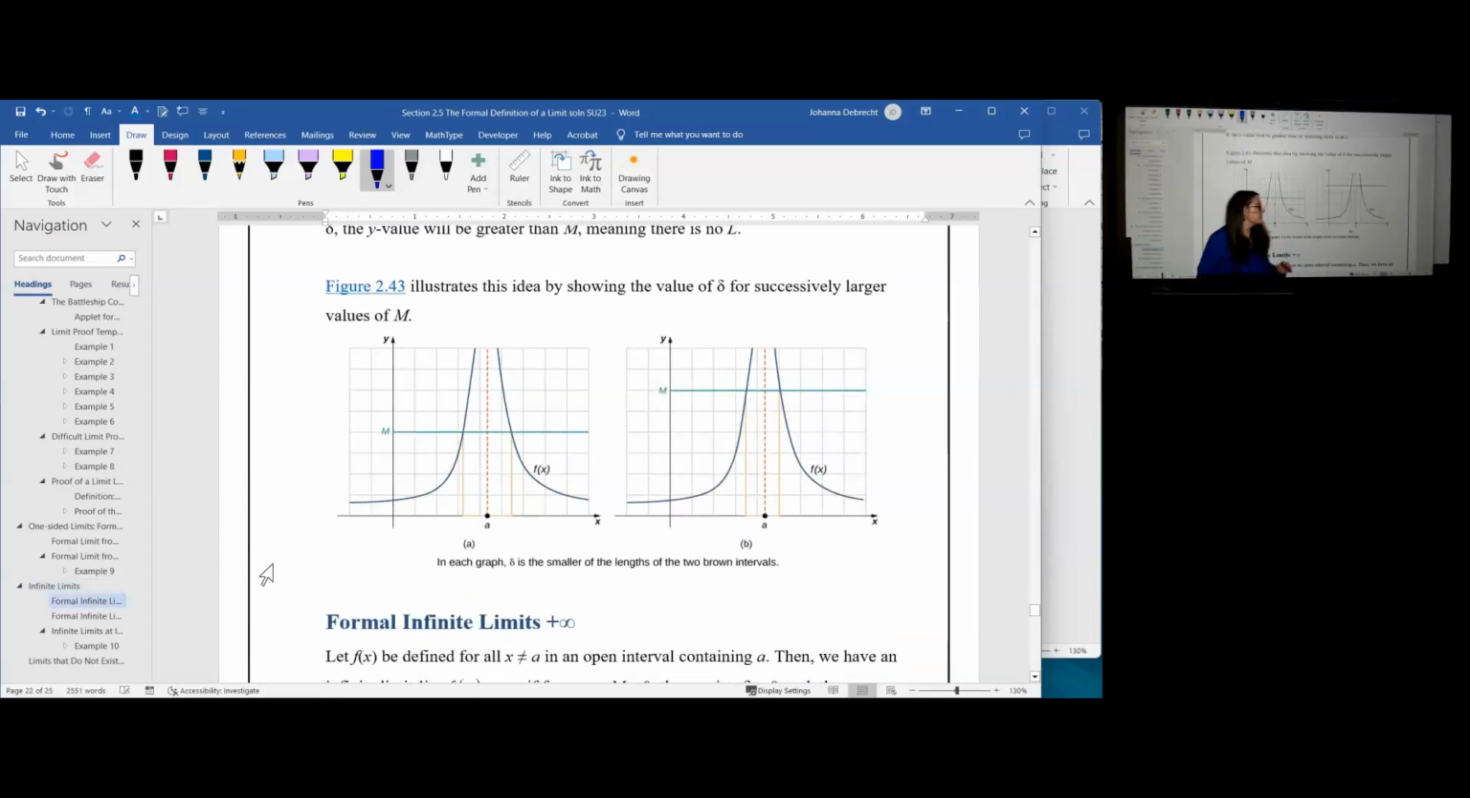Here's the idea. If I choose a larger and larger m value, you can find a smaller and smaller delta close enough to A so that you can beat that m value no matter what is chosen. You can always get larger.